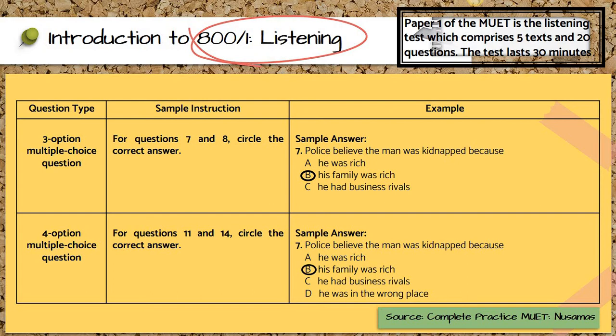Next question type is 4-option multiple choice question. And the sample instruction is for questions 11 and 14, circle the correct answer. So make sure you circle the answer clearly.